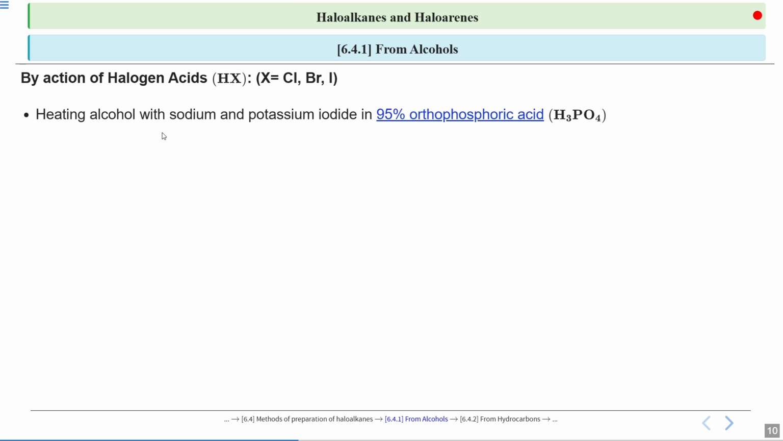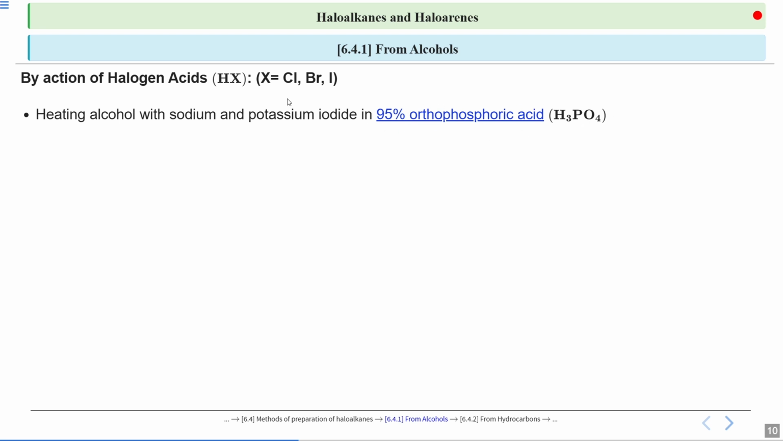Heating alcohol with sodium or potassium iodide in 95% orthophosphoric acid, that is H3PO4. This is another method where you heat the alcohol with sodium and potassium iodide in 95% orthophosphoric acid, that is H3PO4.